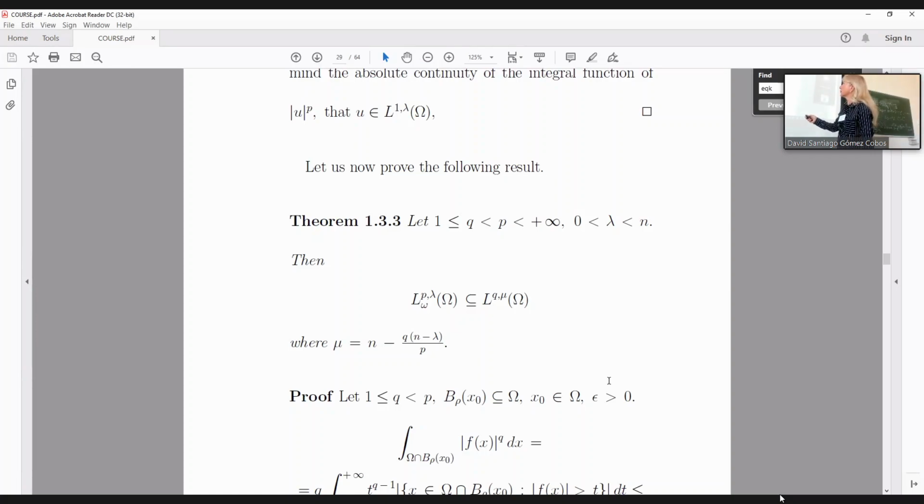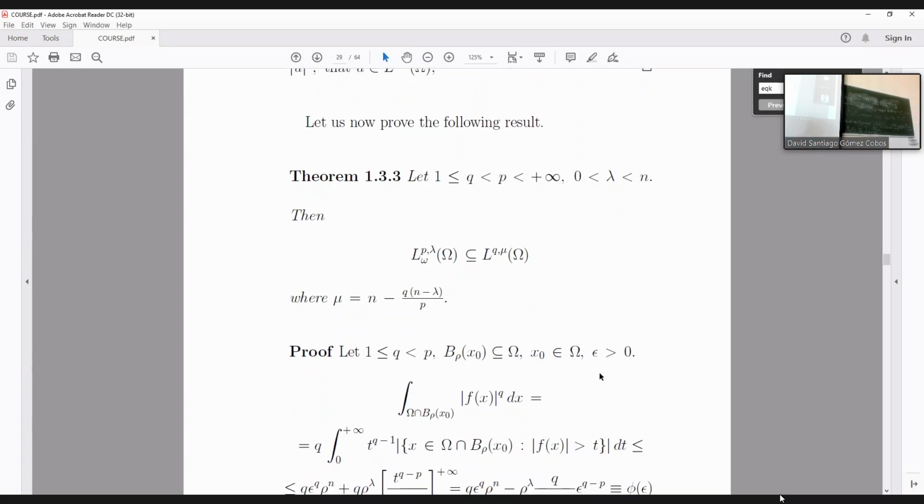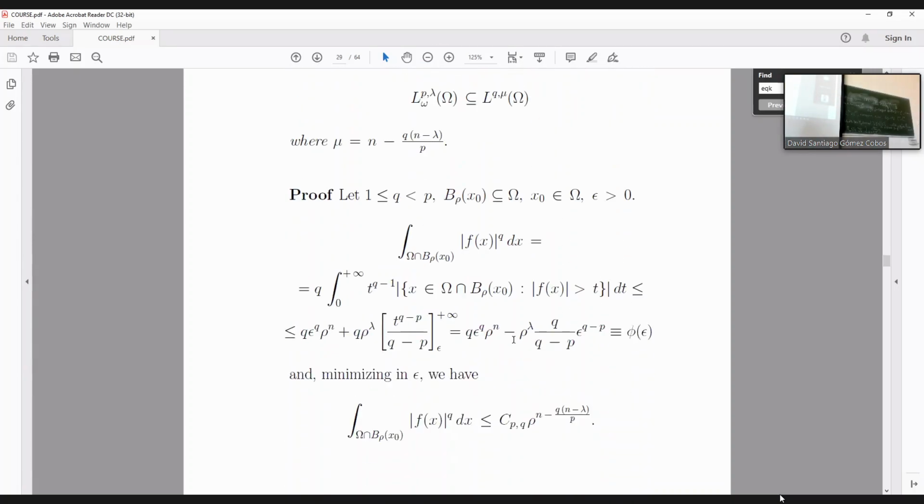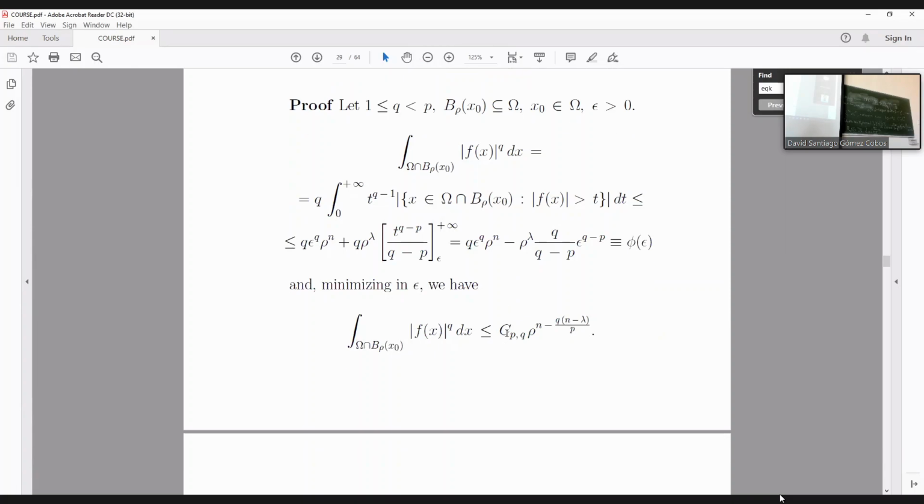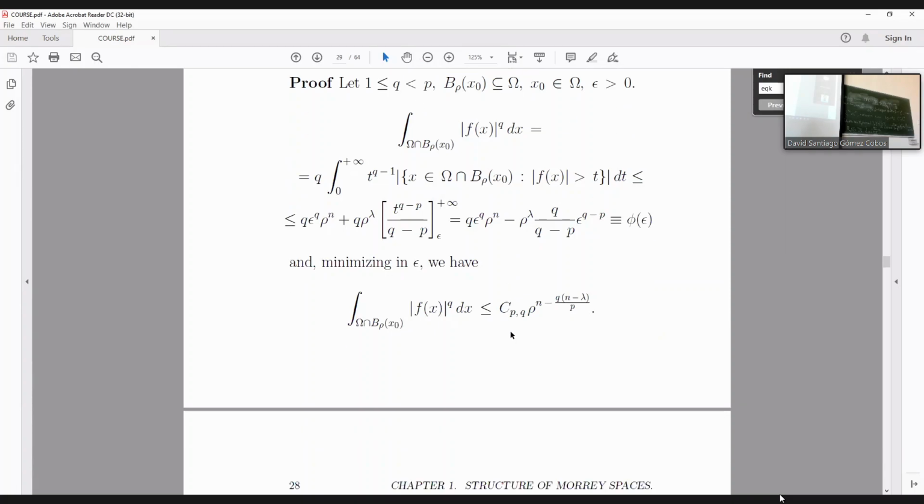So let us consider that f is in weak L^{p,lambda}. We have to prove that f is in L^{q,mu}. So we start with the integral of f with exponent q. Well, so we have, using a property that could be found, for instance, in the celebrated book of Gilbarg and Trudinger, that this inequality here is true.